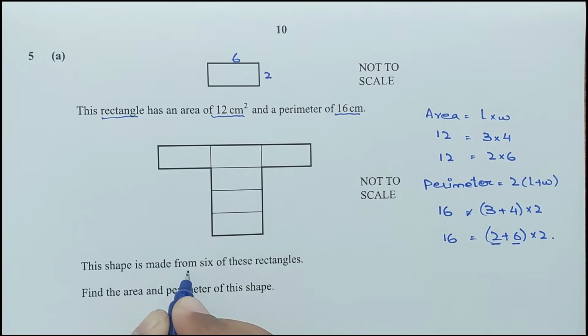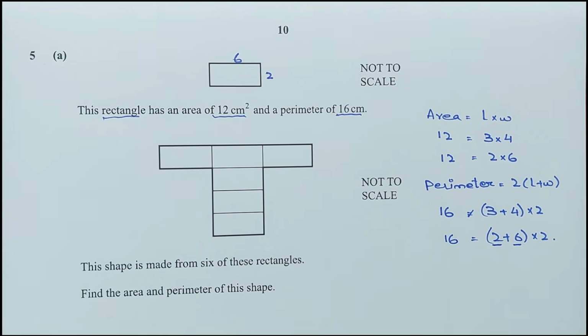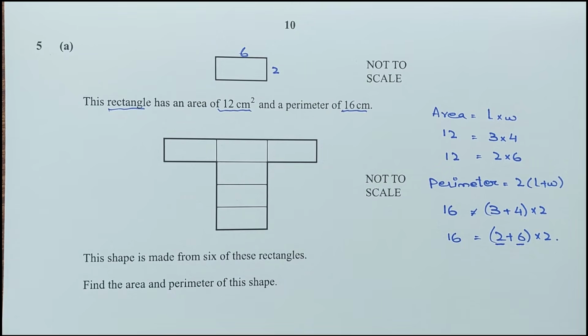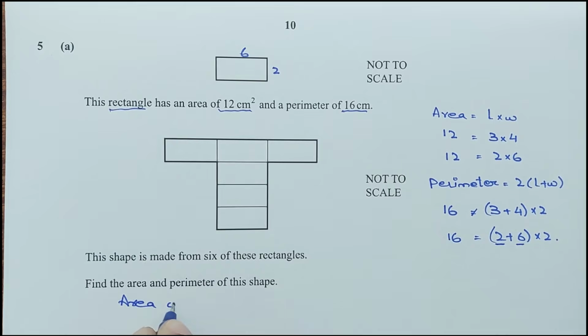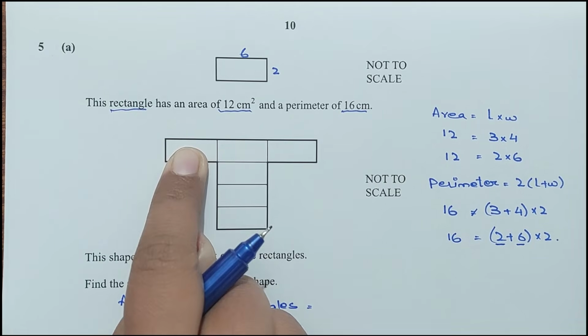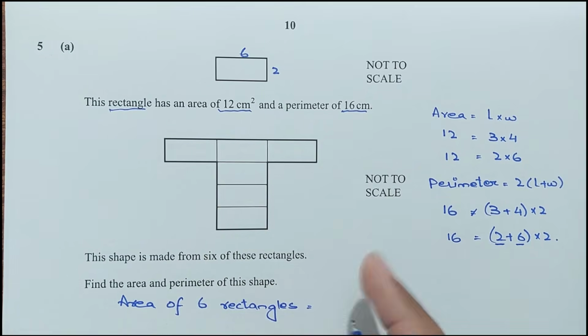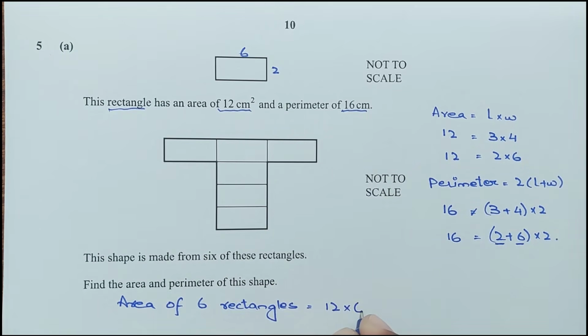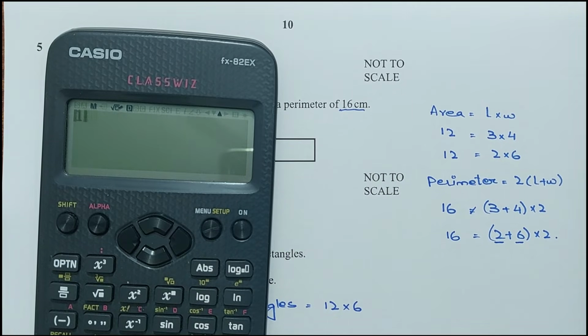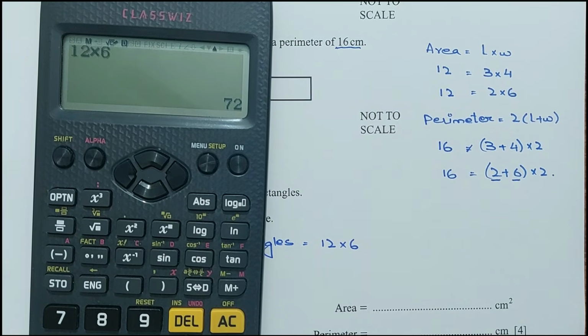This shape is made from 6 of these rectangles. Find the area and the perimeter of this shape, right? So area of 6 rectangles. This is 12, 12, 12, 12, 12, 12. So 12 times 6, which is 72. So the area is 72 centimeters squared.